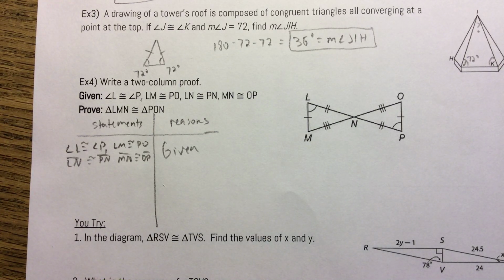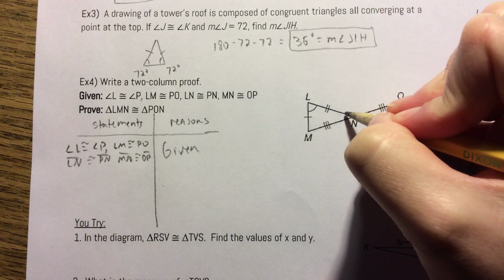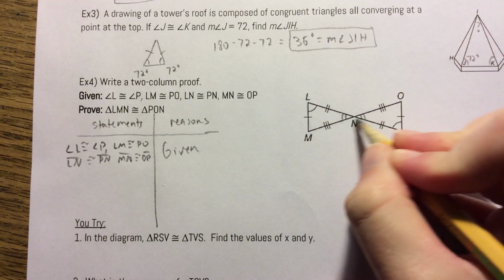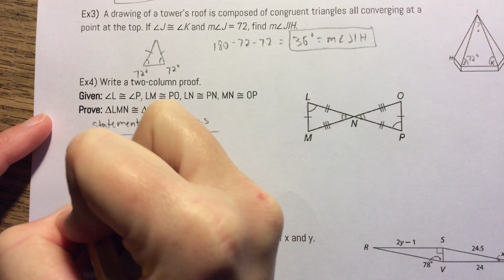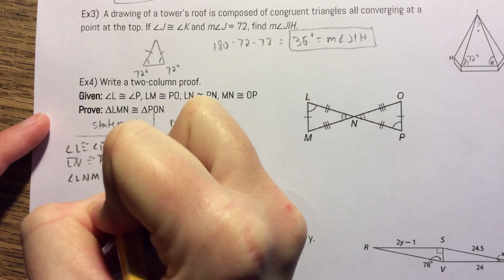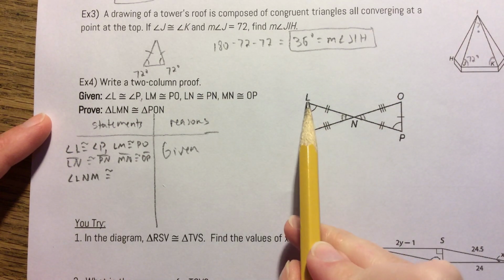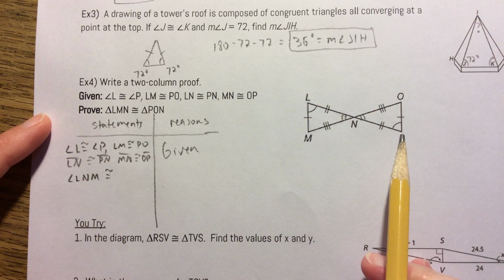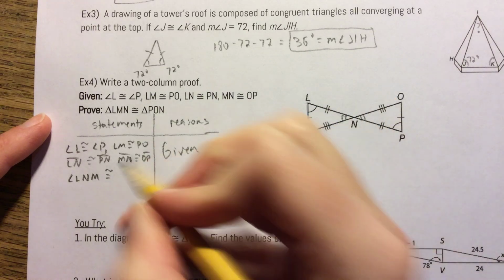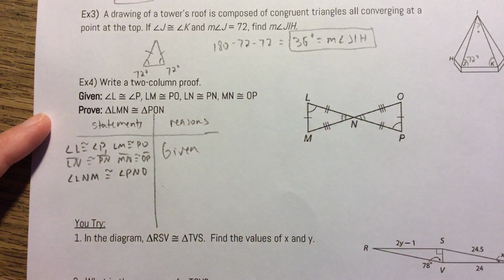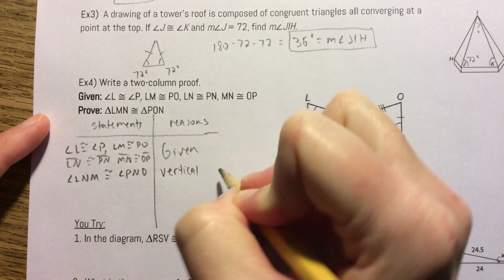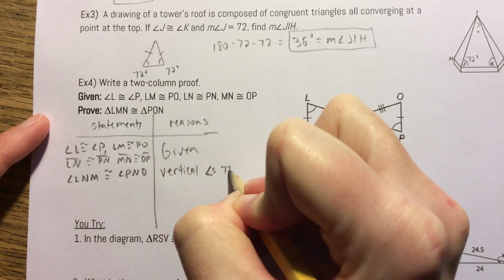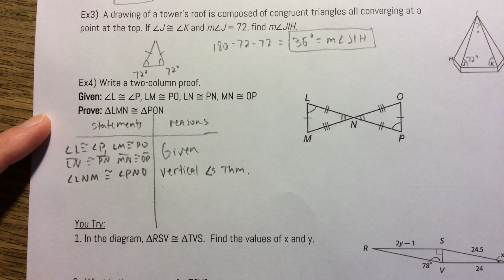Okay, so now I have a lot of the parts already given to me here. I know that this angle in here, those two are going to be equal to each other. So I'm going to say angle LNM. And we want to make sure we go in the right order here. Angle L goes with angle P. So when I list off this other one, I'm going to say PNO. And those are vertical angles. So that's the vertical angles theorem.